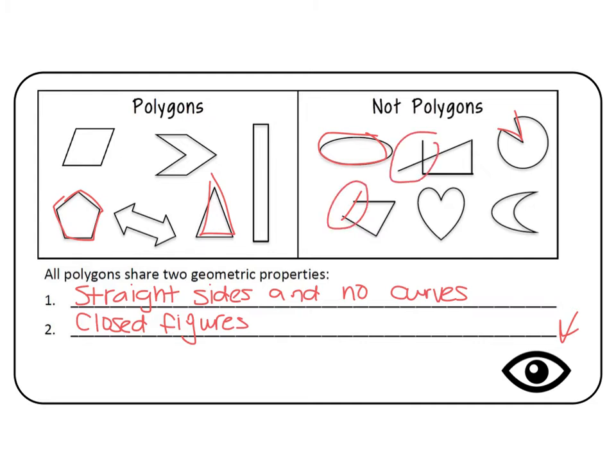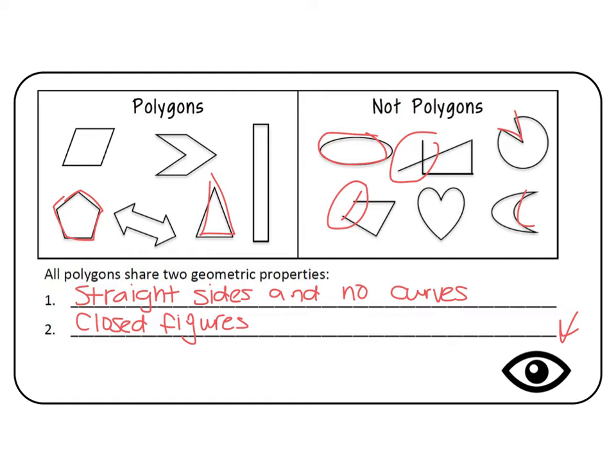So on the left, all of these polygons are straight sides with no curves, and they are closed figures. And on the right, you can see that these are not polygons because they have overlaps and indents and curved sides, which break the rules of being a polygon.